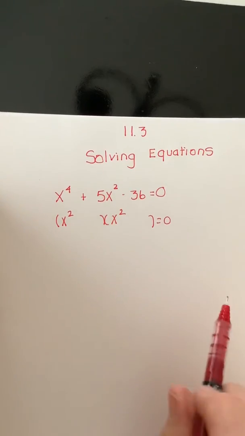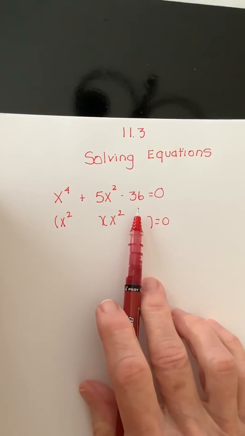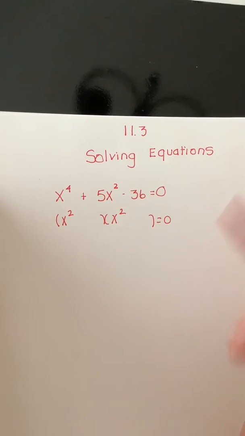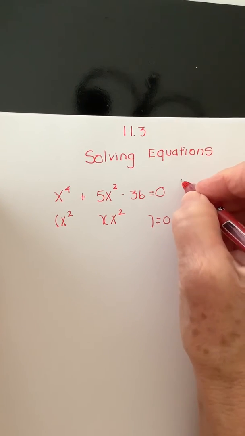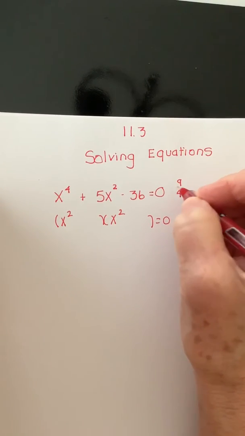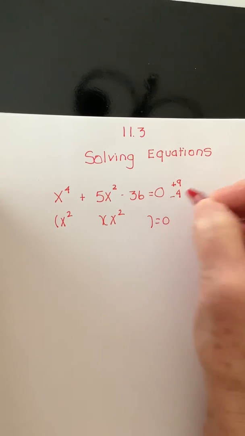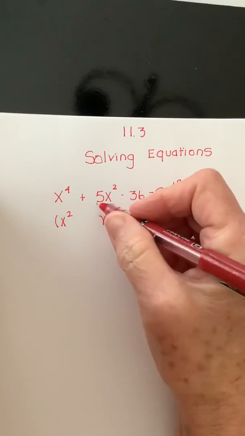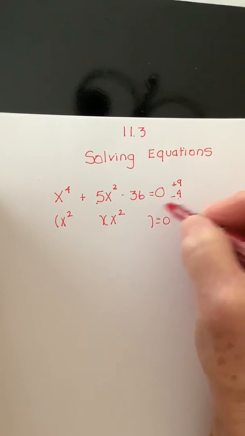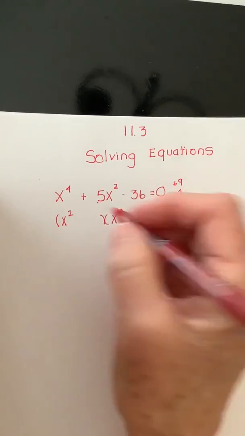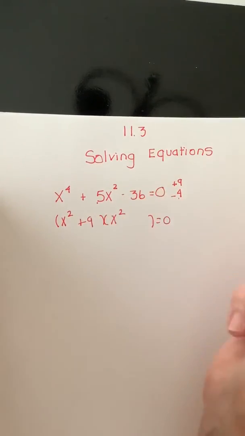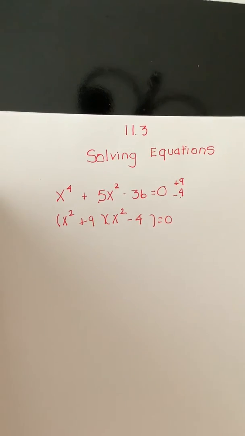I want two numbers. When I multiply them together, I get negative 36. When I combine them, I get 5. So let's look at 9. Was this 9 and 4? So if the 9 is positive and the 4 is negative, 9 minus 4 gives us a positive 5. 9 times negative 4 gives us negative 36. So this is going to be plus 9 and minus 4.